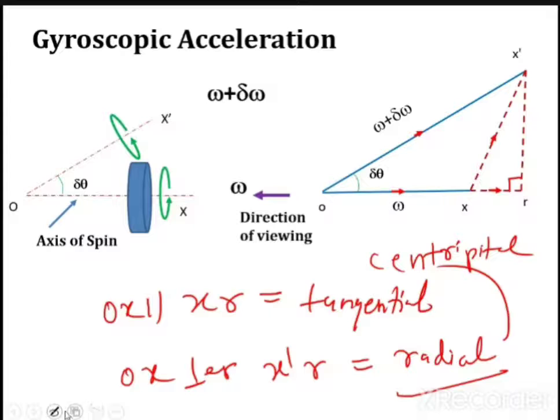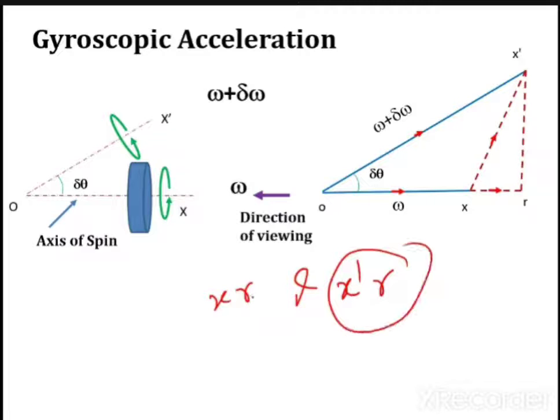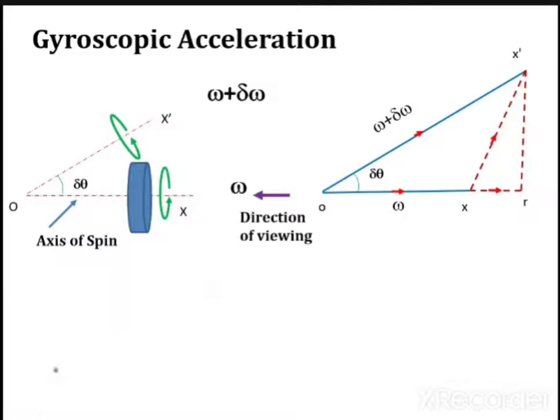So let's do the analysis fast. Before I move to the analysis, what do I have to do? I have to do the analysis of XR and the analysis of X dash R, that is, the tangential component and the centripetal component. But to get these two components, I first have to draw this vector diagram. Have you understood how to draw this vector diagram or not? Be fast. I think you have understood how I have drawn this vector diagram.